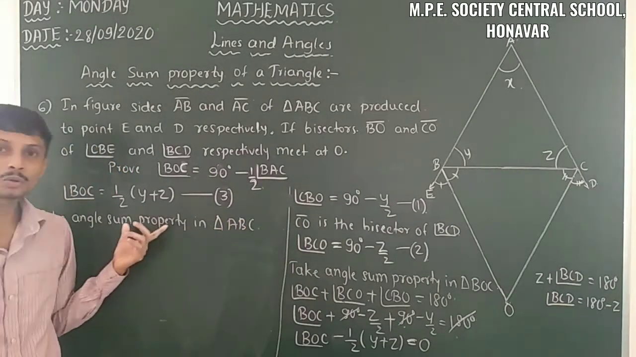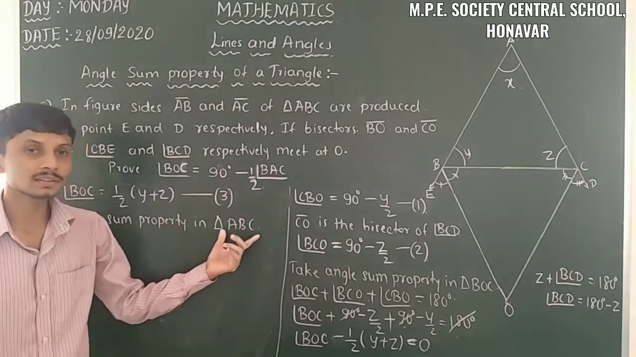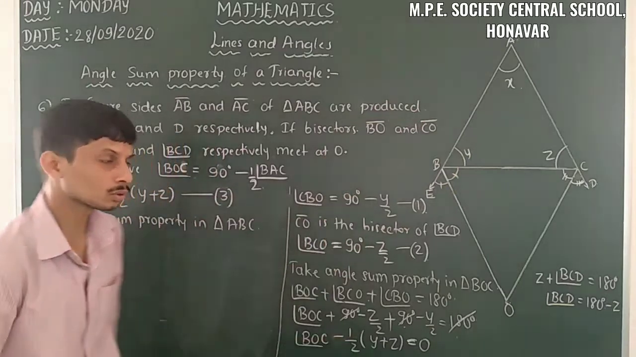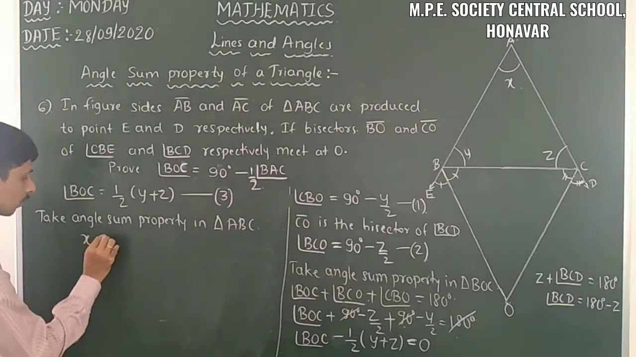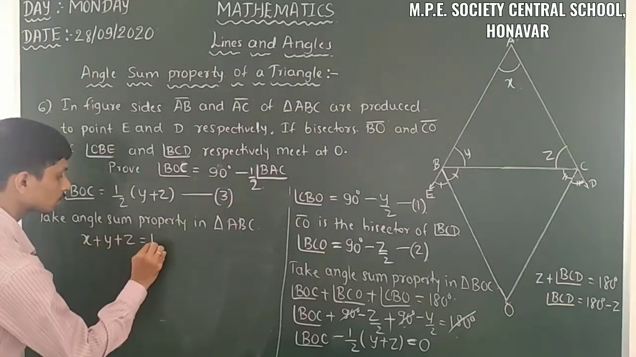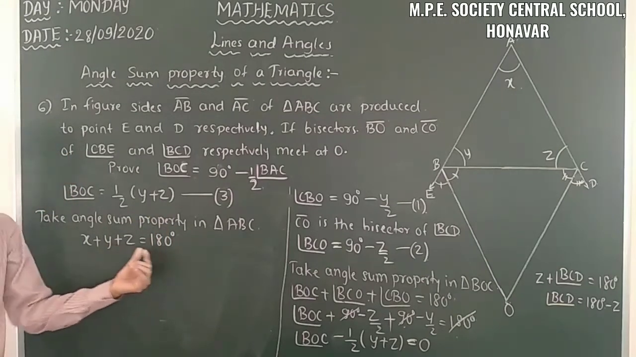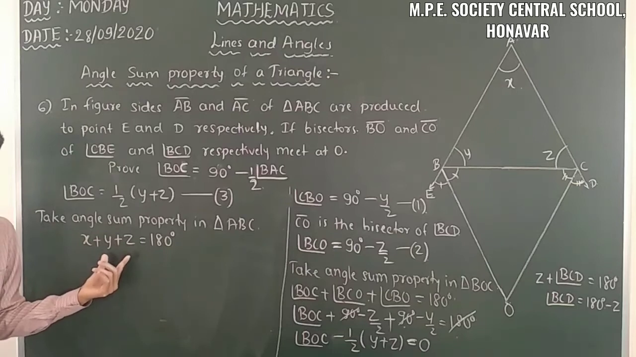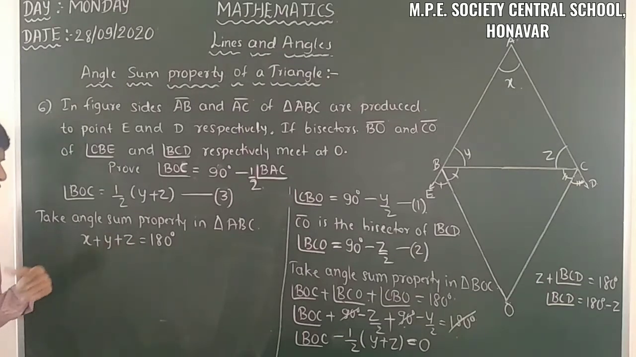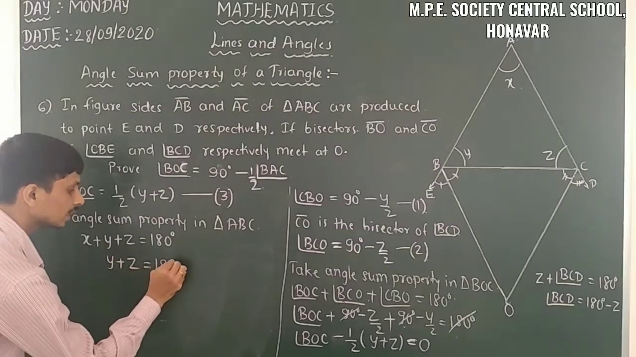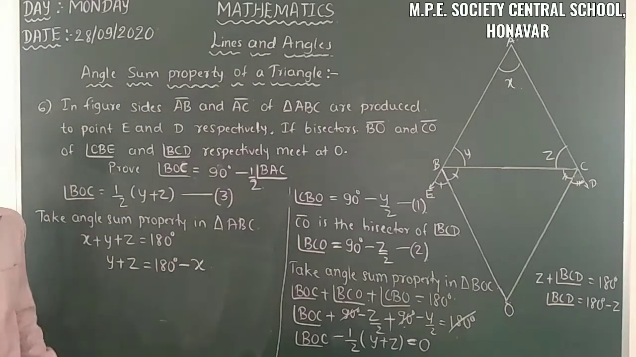Yes, here we have to use the angle sum property in triangle ABC. So what happens here? x plus y plus z is equal to 180 degrees. Here we have to transpose x because we want the relationship of y plus z with x. So y plus z is equal to 180 degrees minus x.